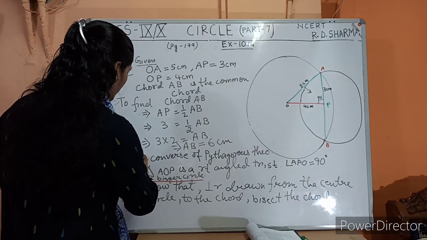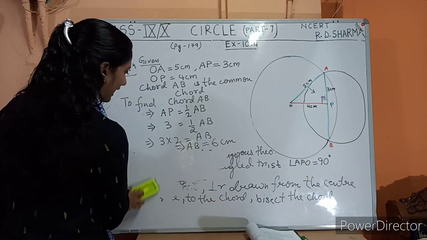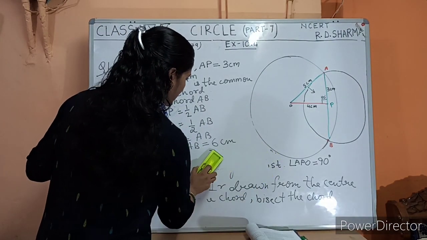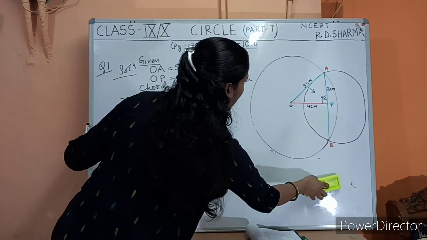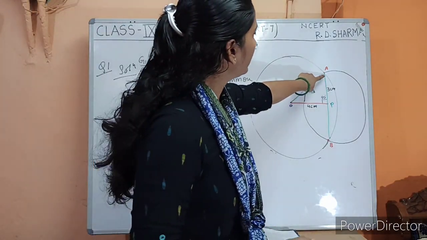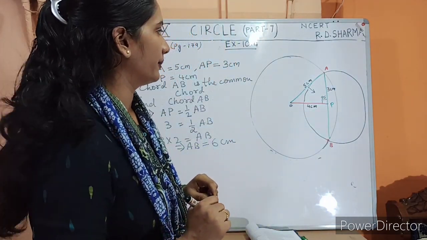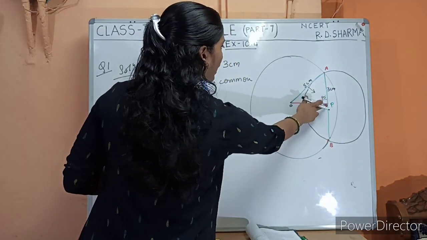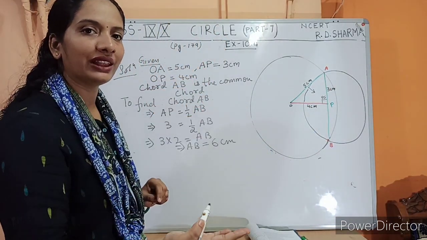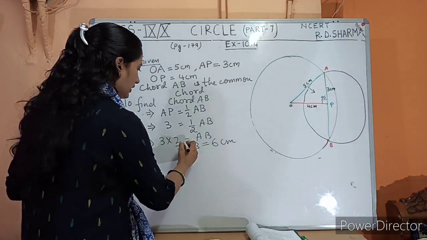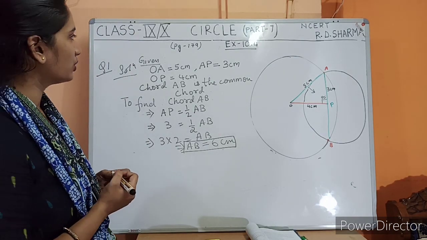So this is the only thing we needed to find out, the value of AB, and we have calculated it. If you observe the figure, you may see that the chord of the smaller circle is nothing but the diameter, right? As AP is given as 3, obviously the diameter must be double that, so it must be 6 centimeter. So we have calculated the value of AB, which we needed to find.